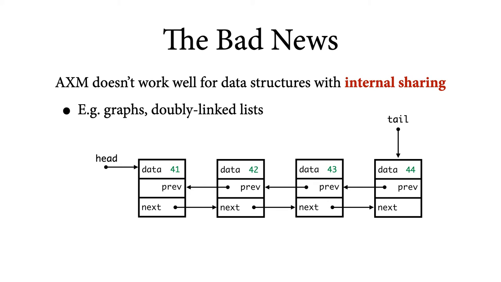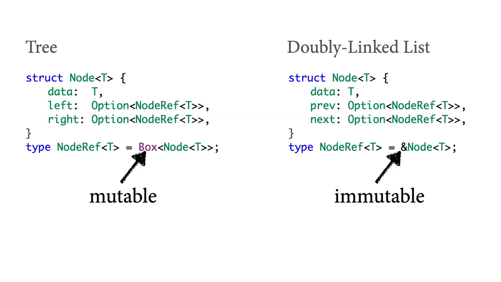And so as a result, the only way to implement this in Rust, naively at least, would be to represent the links between nodes with shared references, since those are the kind that permit multiple references to the same node. The trouble is that if you were to naively make all the previous and next links in the doubly linked list into shared references, it would render the linked list type useless.